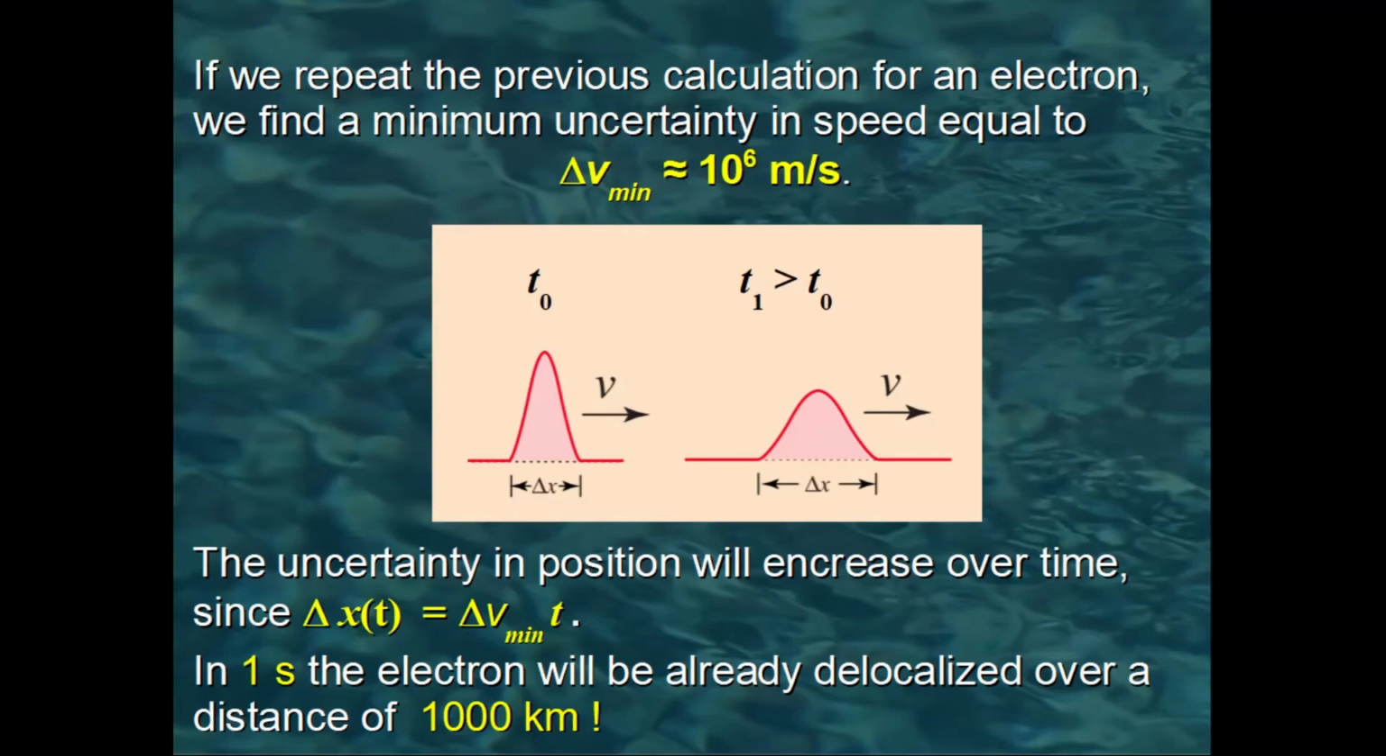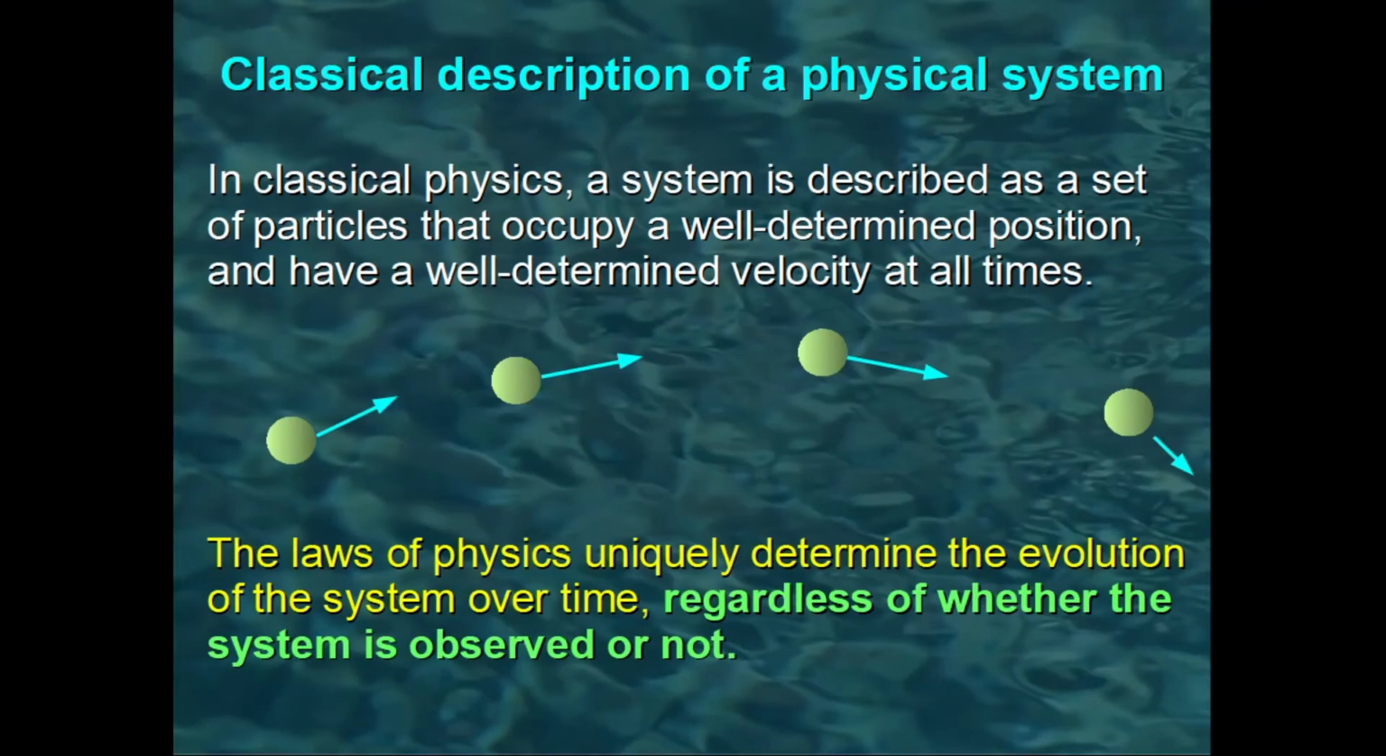But how is a system of delocalized quanta with indeterminate properties described in practice? This is what we will now try to understand. In classical physics, a system is described as a set of particles that occupy a well-determined position, and have a well-determined velocity at all times. The laws of physics determine the evolution of the system, namely how positions and velocities change over time, regardless of whether the system is observed or not. The evolution of the system is absolutely deterministic, which means that it is uniquely determined.